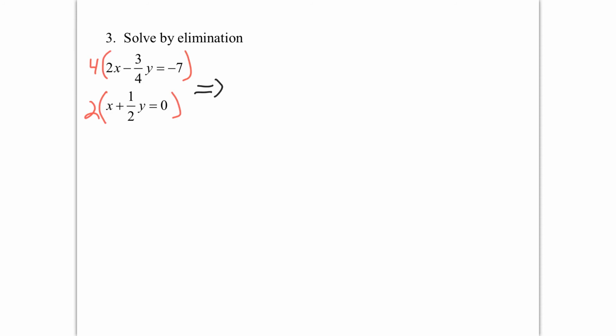So let's do the top. You will multiply, and then you will multiply right here. So we have 4 times 2x, that's 8x. You multiply 4 times 3 and you keep the denominator, so it's going to be negative 12 over 4y. And 4 times negative 7, that's negative 28.